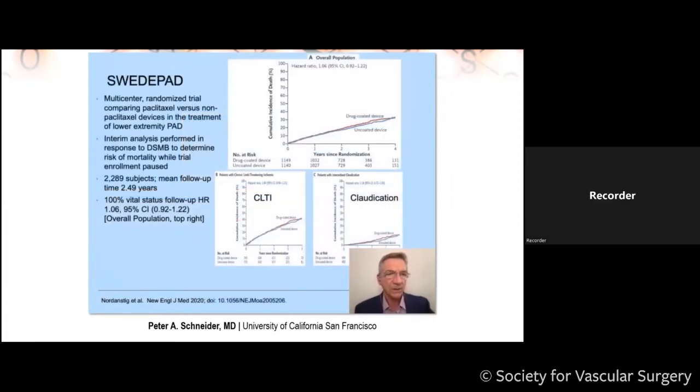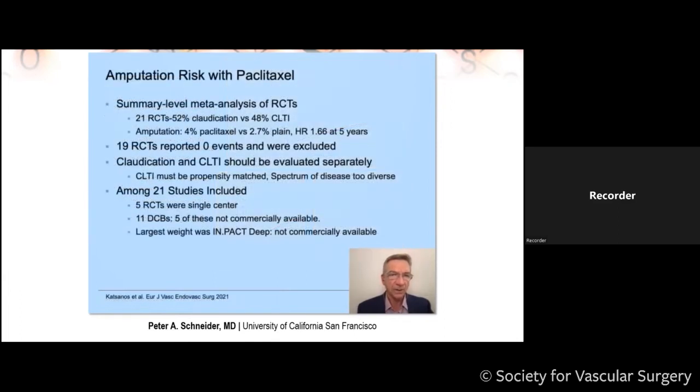The SWEDE-PAD study, we're all familiar with this trial showing no difference, but this trial had the added benefit, in addition to being an RCT, it also broke out CLTI versus claudication, showing no difference in mortality. What about amputation risk with paclitaxel? This is a more recent concern.